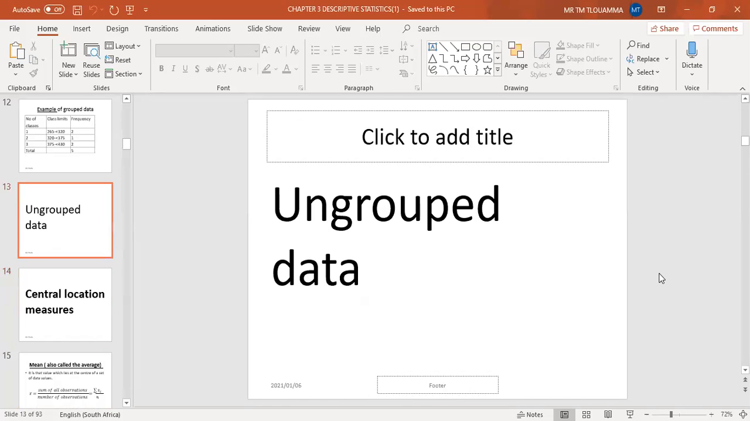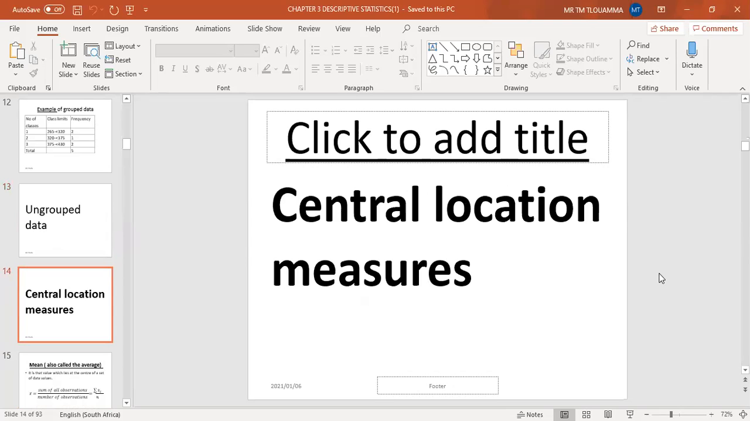Now we're going to look at the ungrouped data, starting with our central location measures. Remember, our central location measures were the mean, the mode, and the median, whereas the non-central location measures were the quartiles, the percentiles, and the deciles. All these measures are found both in ungrouped data and in grouped data.